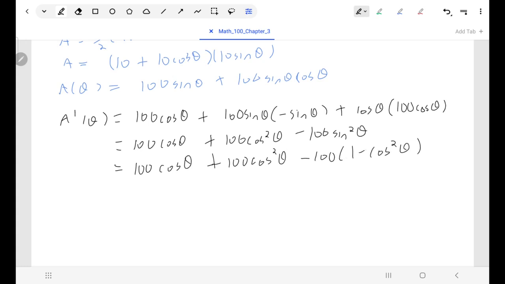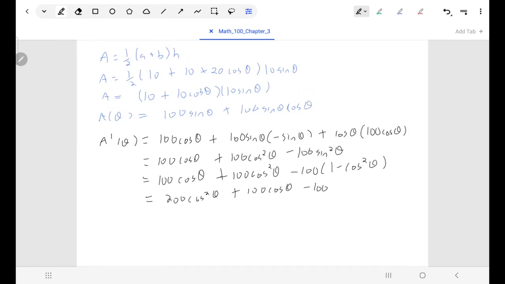And so if you were now going to clean this up, you would have 100 cosine squared plus another 100 cosine squared. We'll have 100 cosine of theta and then minus 100. Okay, so away we go. Let's start solving and find out what we get.